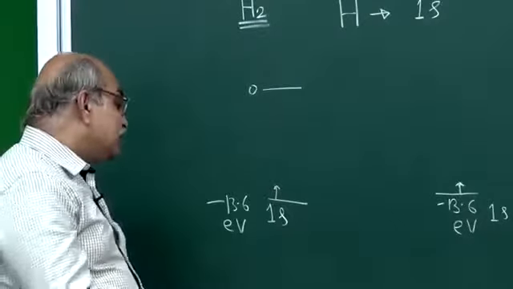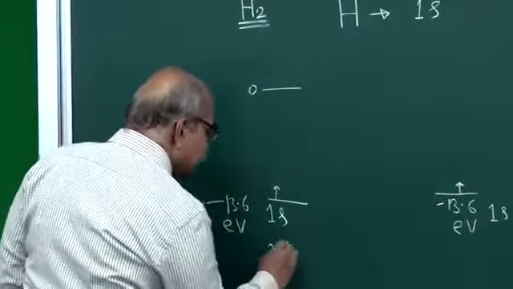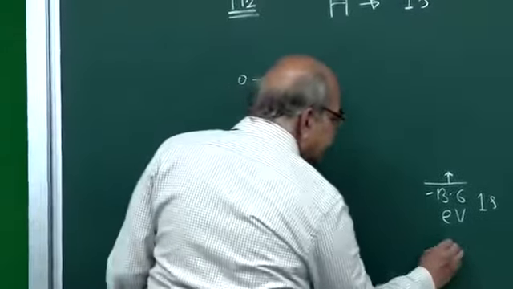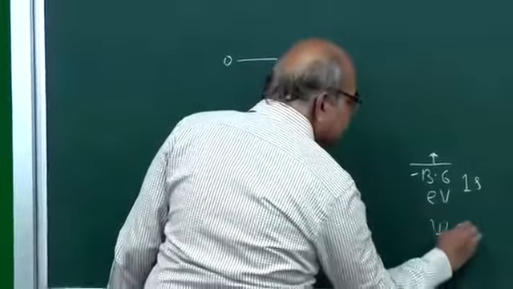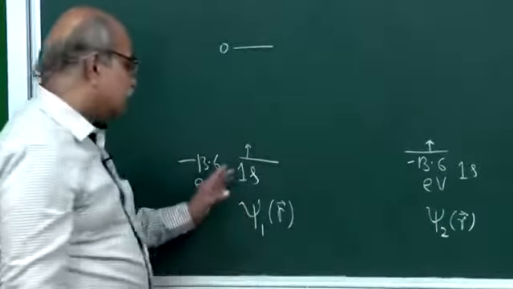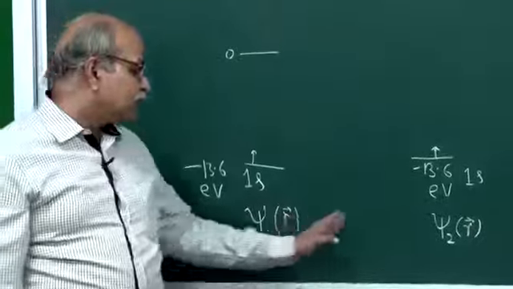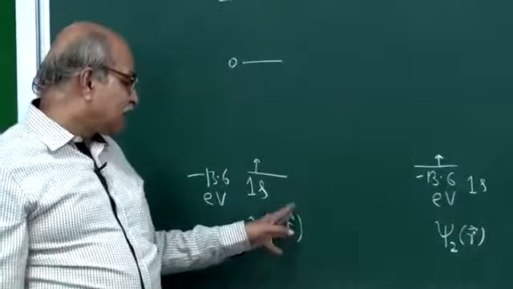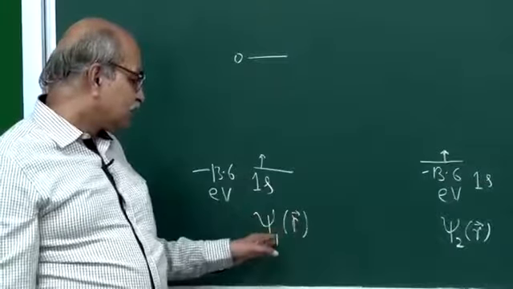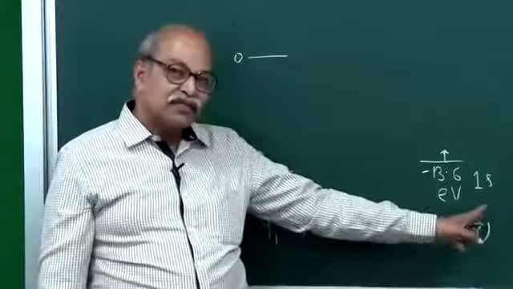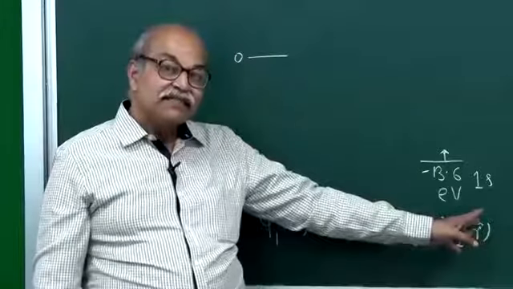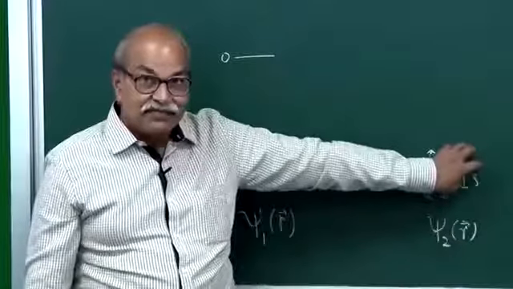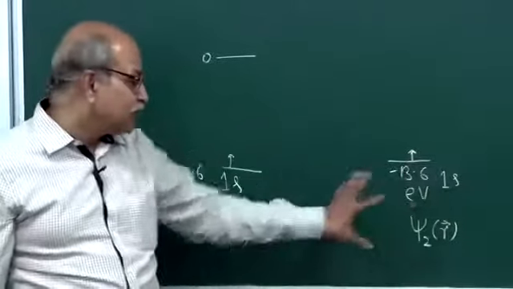So the corresponding wave function here is, let us say, psi 1 of r, and here it is psi 2 of r. What is the difference? Both had 1s, so this functional form is the same as this functional form. The only thing is that this r is measured from the nucleus of the first atom, and this r is measured from the nucleus of the second atom. But the functional form is the same, the 1s wave function.